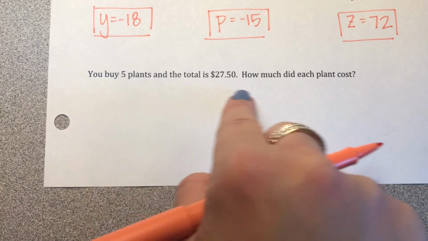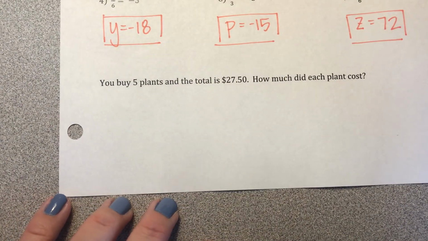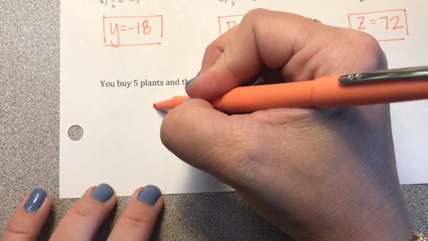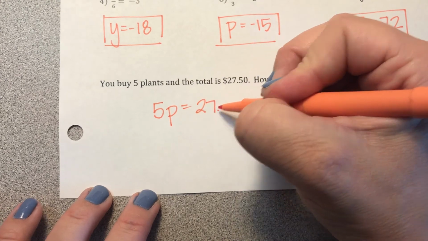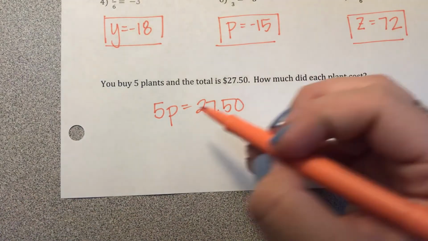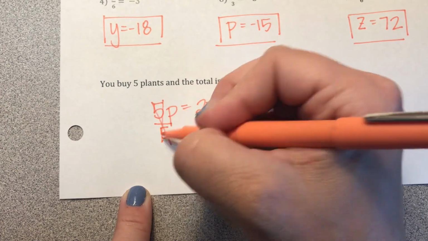So look at this bottom example. It says you buy 5 plants and the total is $27.50. How much did each plant cost? So 5 plants equal $27.50. So I want to know what one plant is. So I'm going to divide by 5.